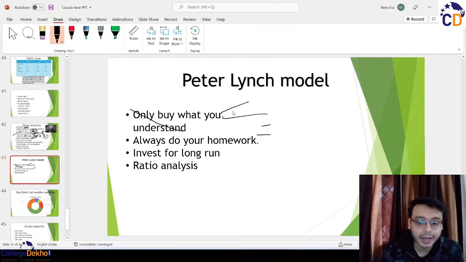He said only buy what you understand. It basically says do not buy anything randomly in the market just because it appears cheap or you have heard about it. Try to buy things that you understand and have knowledge about.